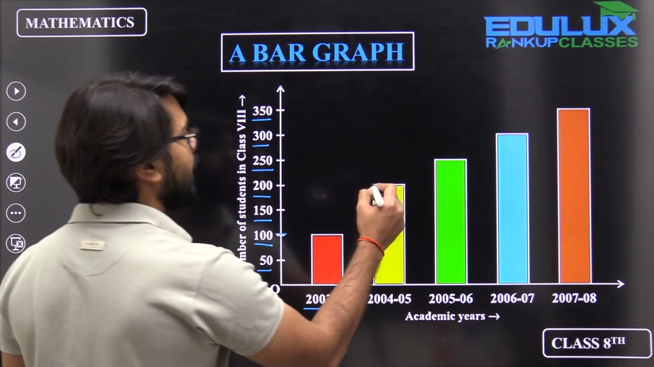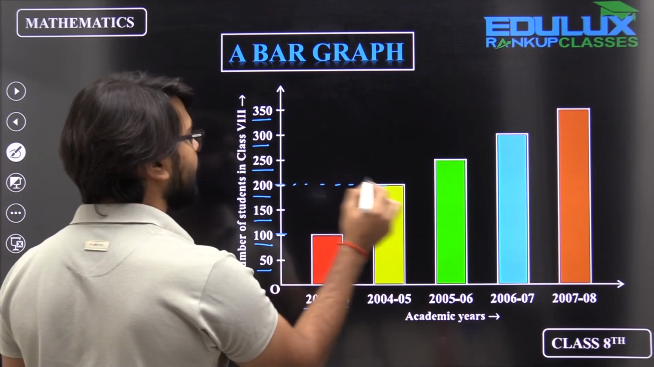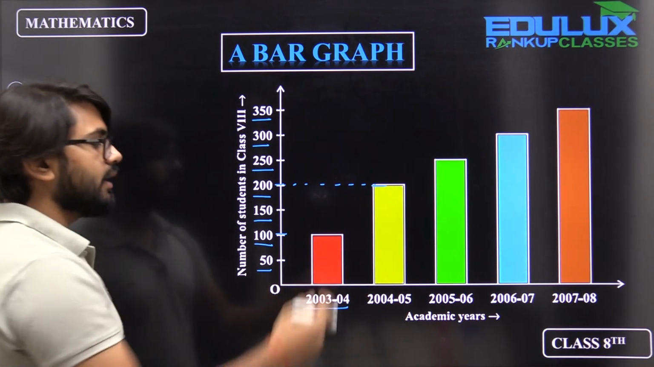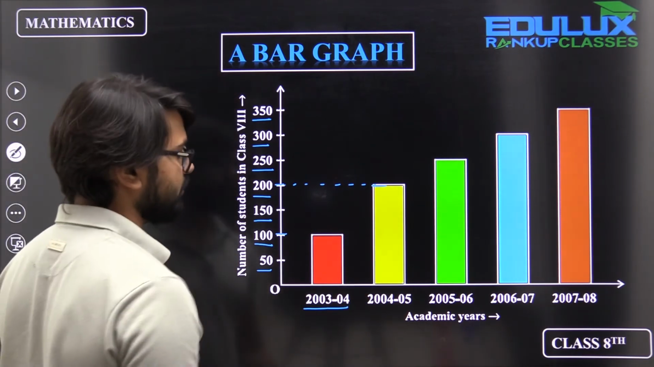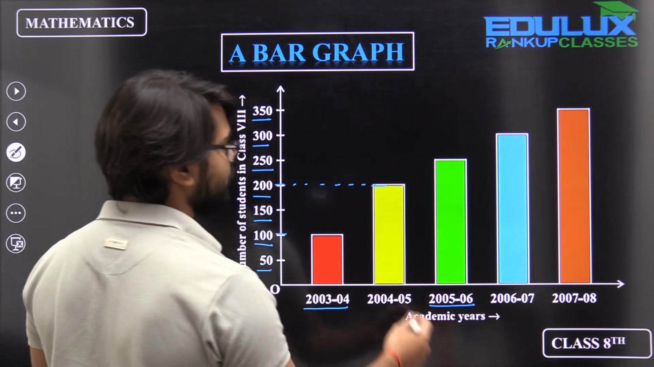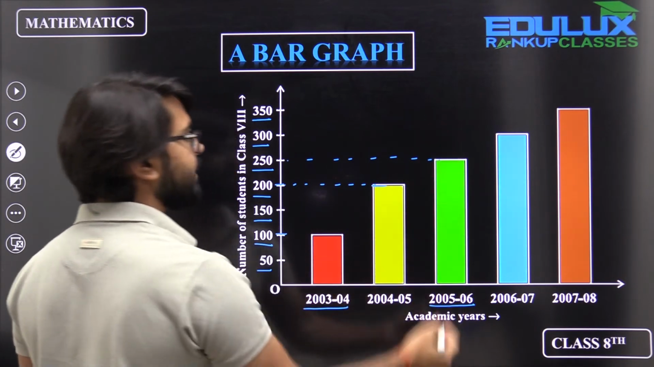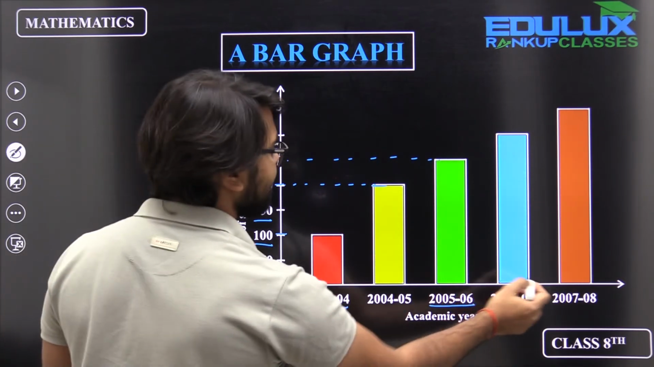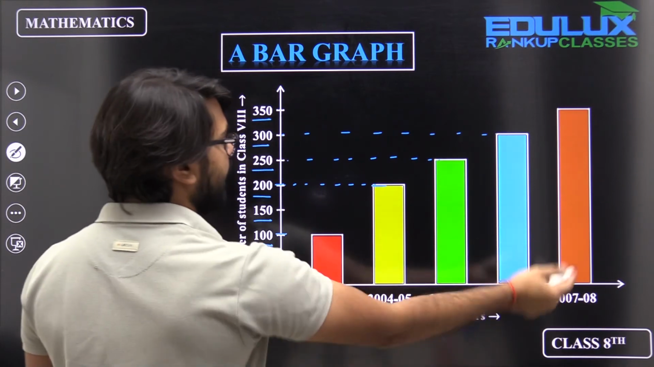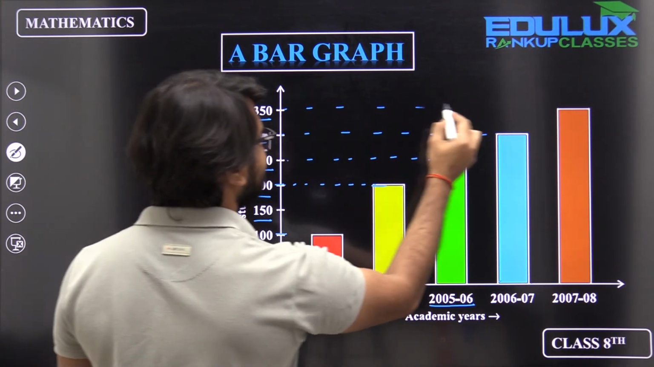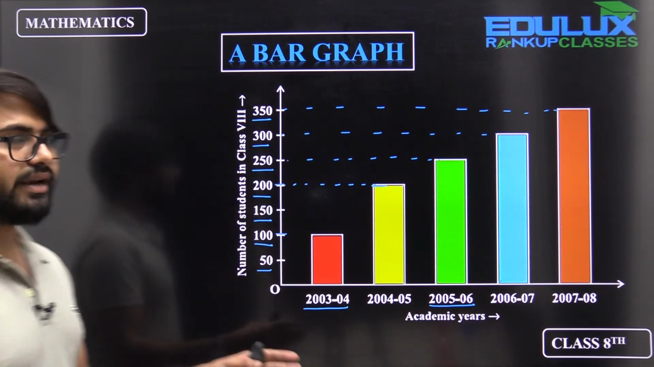There were 200 students. As you can see, this line is parallel to this axis and this height represents 200 students in the academic year 2004 and 2005. Similarly, for 2005 to 2006 we had 250 students. For 2006 and 2007, 300 students were there in class 8, and for 2007 and 2008, 350 students.